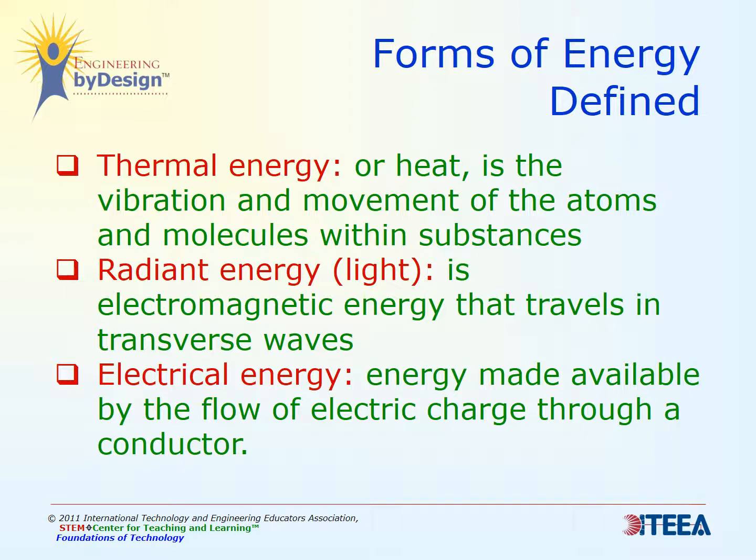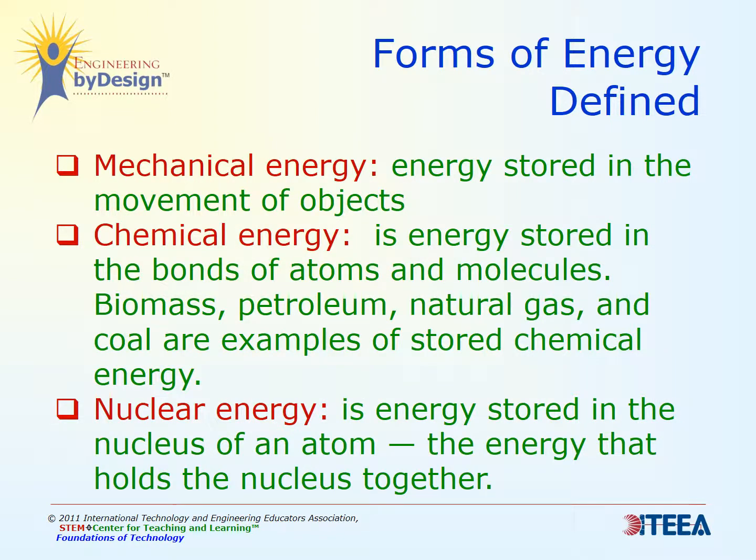Thermal energy, or heat, is the vibration and movement of the atoms and molecules within substances. So, thermal energy, that's heat. Radiant energy, which is light, is electromagnetic energy that travels in transverse waves. Electrical energy is energy made available by the flow of an electric charge through a conductor. Now, these are energies that you probably have seen and hadn't thought of.